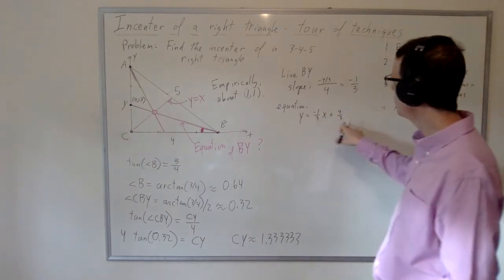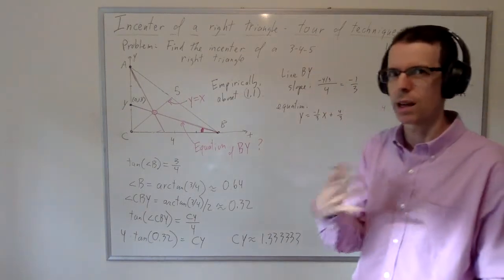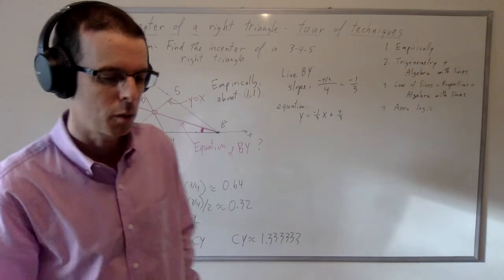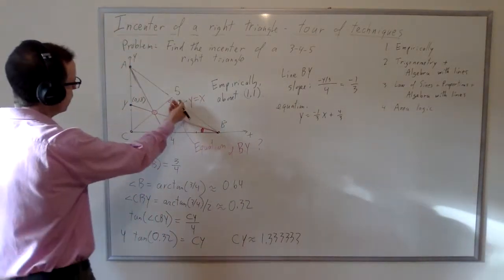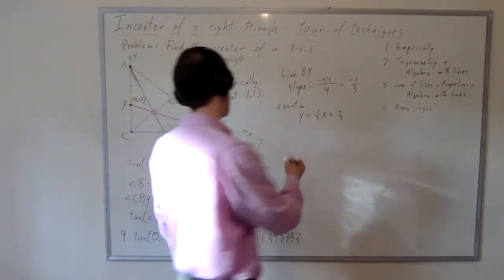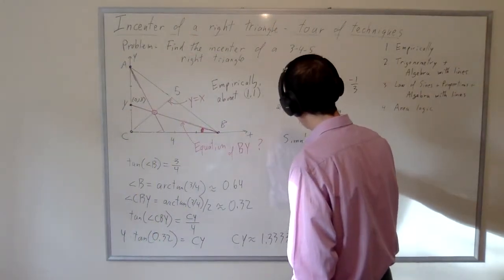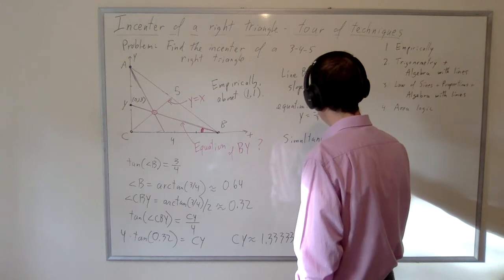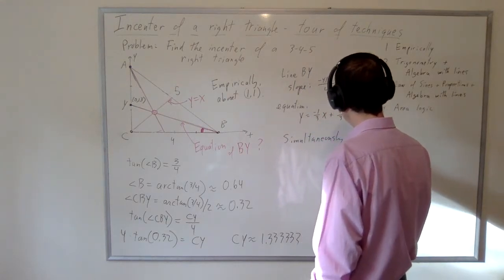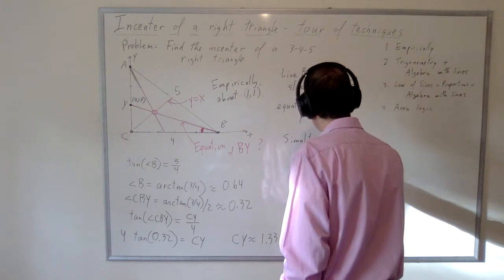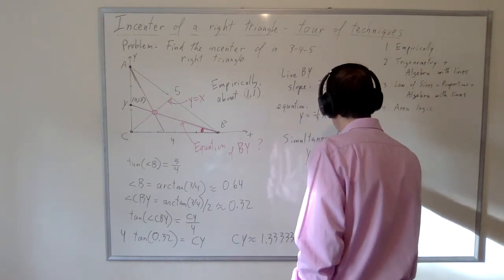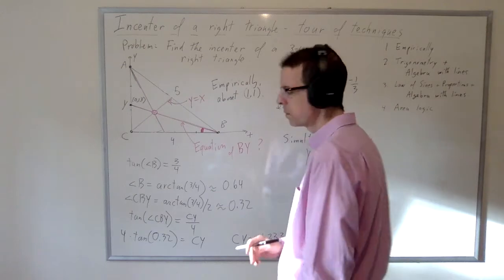And again, I'm not completely sure that it's 4/3, but it kind of looks like it's about 4/3, so I'm going to round it off to 4/3. So that gives me the equation of this line. I already have the equation of this line. So I'm going to simultaneously solve y equals -1/3 x plus 4/3, and y equals x.